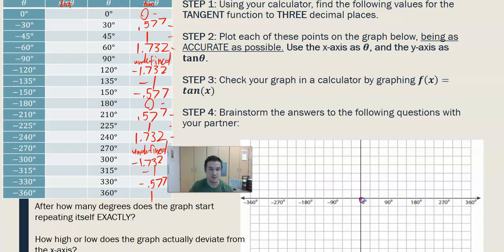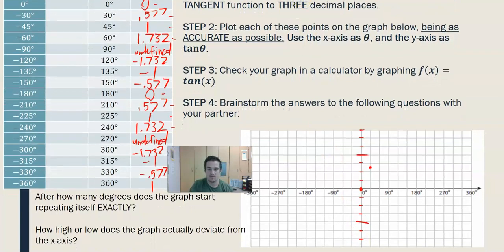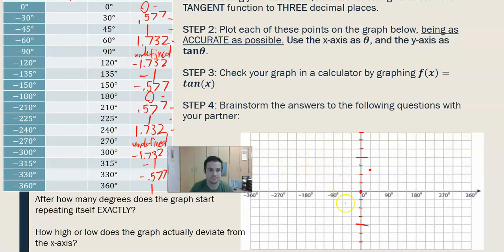So I have 0, 0, 30, 0.577, so that's up here. Again, this is going to be 1, and then this is going to be 0.25, 0.5, 0.75, 1.25, 1.5, 1.75, etc., just so I have some space. Okay, I'm going to go ahead and pull this down real quick. Okay, so 30 degrees is 0.577, 45 degrees is 1, 60 degrees was 1.732, so it's like clear up here.